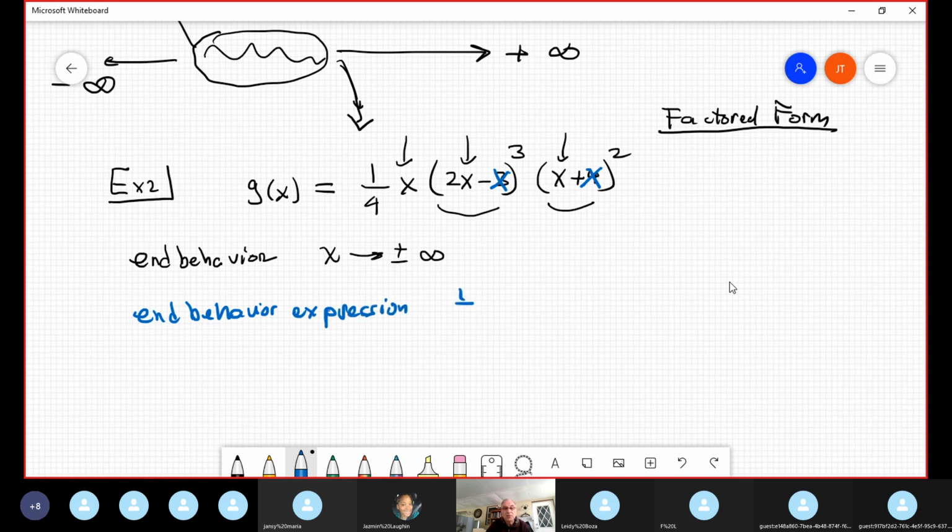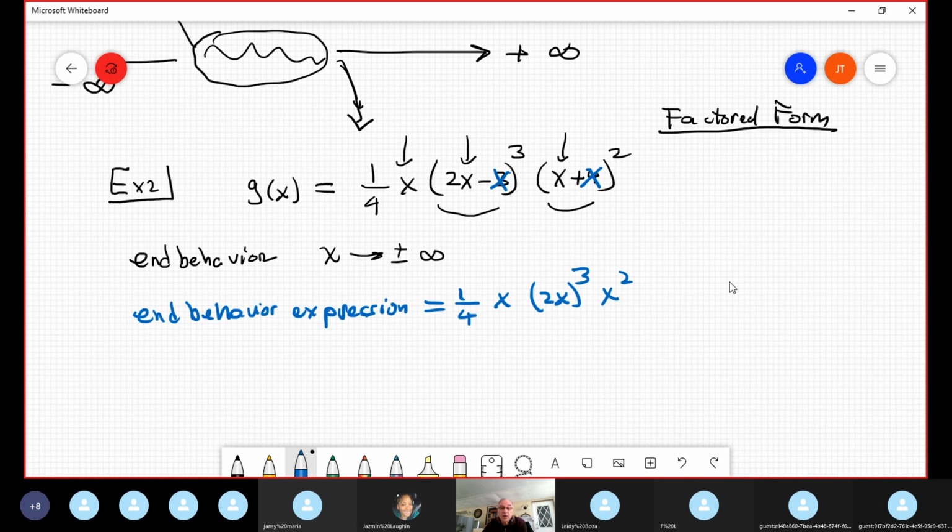Expression is 1/4 x to the sixth. This is 2x cubed, and this is x squared. Because I mentally remove these 3 and this 4, since they are totally negligible. Do you understand this idea? And leave it like that?